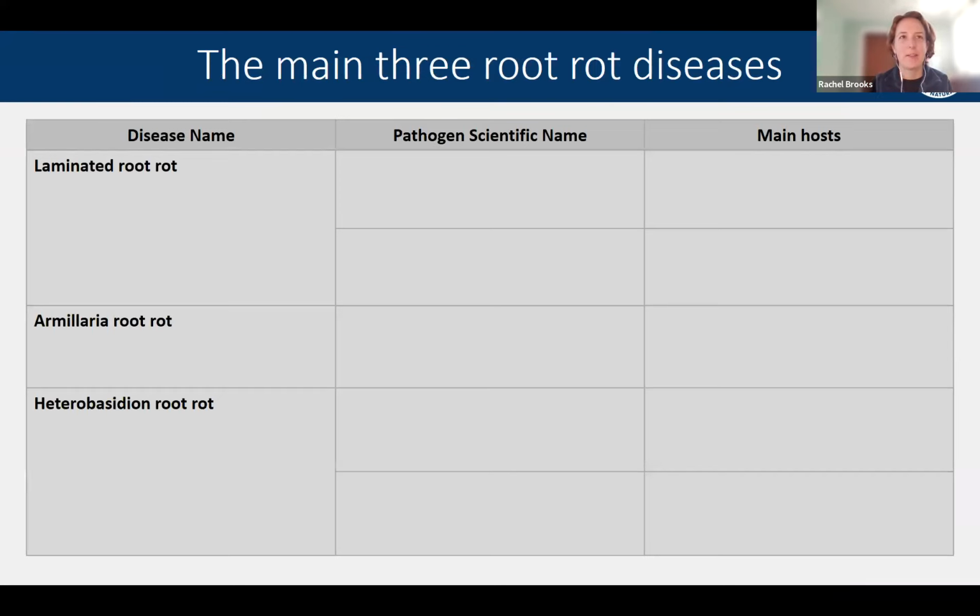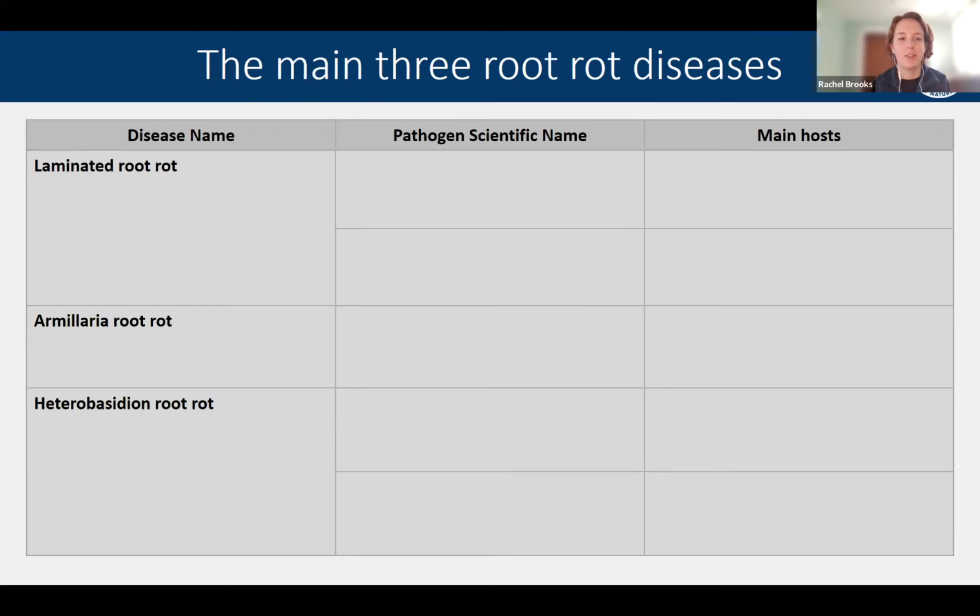And I'm sorry, this is my least favorite slide, but I feel like I have to include this to make sure we're all on the same page. So we're going to be talking about laminated root rot, Armillaria root rot, and Heterobasidion root rot today. These are the disease names. They're talking about when the pathogen impacts the host of the tree.